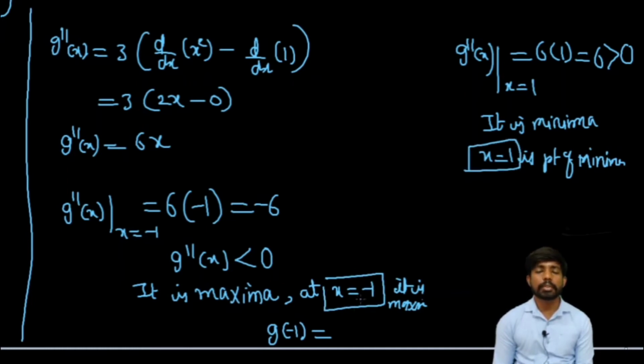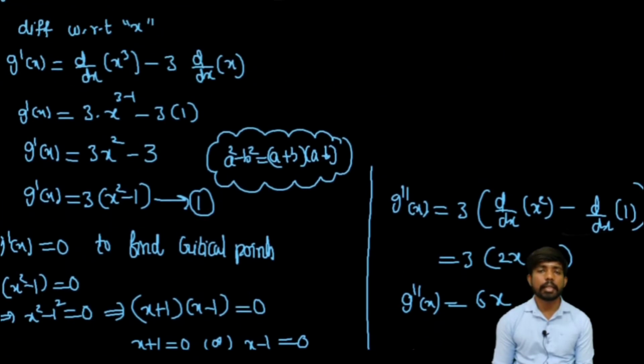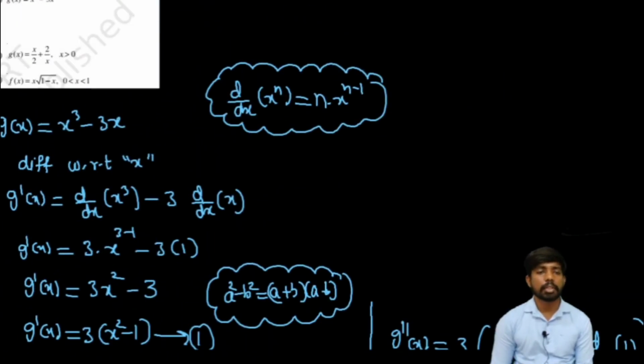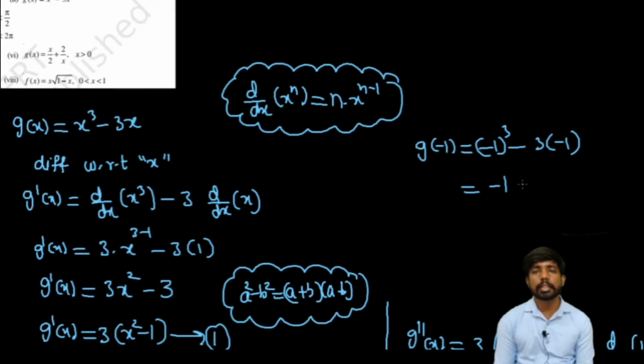For the maximum value, substitute minus 1 in the function g of x and you will get the maximum value. Here g of x is equal to x cube minus 3x. If I substitute x is equal to minus 1, what will you get? x cube is minus 1 whole cube, minus 3 into minus 1. Minus 1 cube is always minus 1, and minus into minus is plus, so plus 3. Therefore this is 2. 2 is the maximum value.